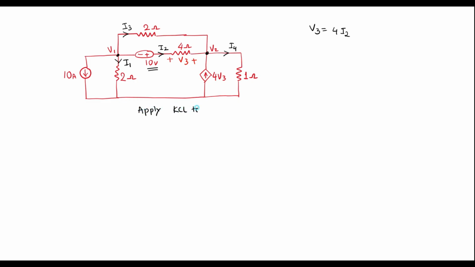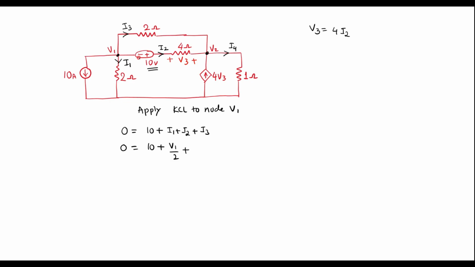Kirchhoff's current law to node V1. So according to KCL, incoming current is equal to outgoing current. Here at this node, no currents are incoming. So I can write 0 equal to 10 plus I1 plus I2 plus I3, since all are leaving the node. I1 can be represented as V1 divided by 2, V1 by 2, plus I2. I2 can be represented as V1 minus V2 divided by 4.